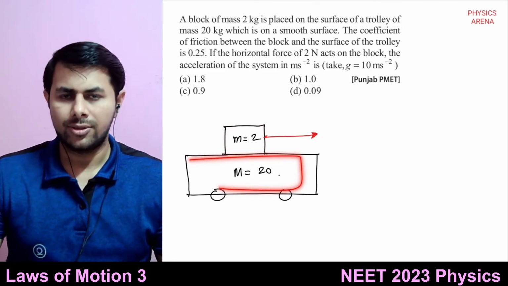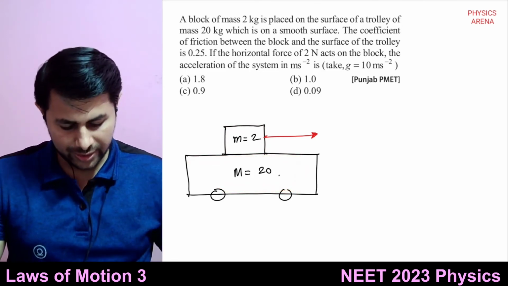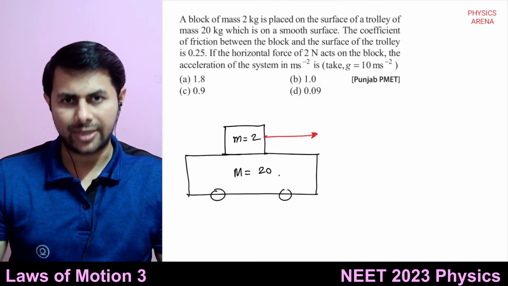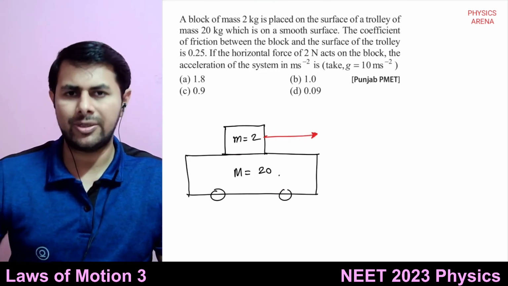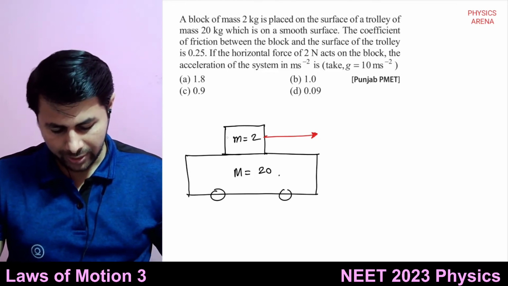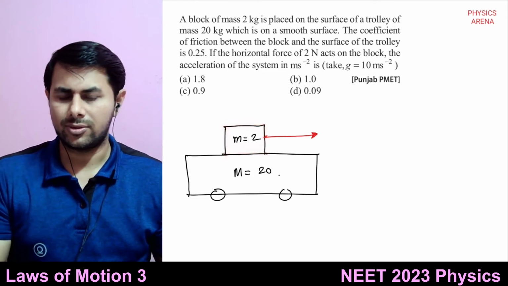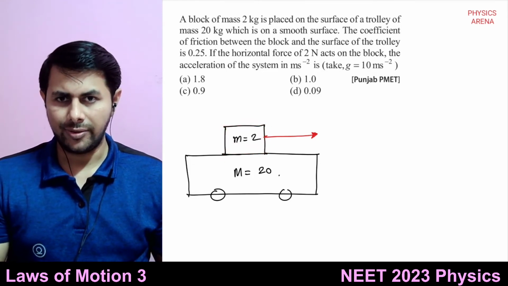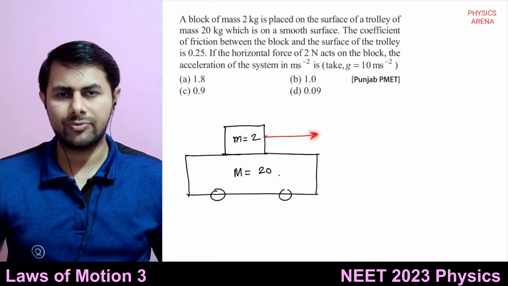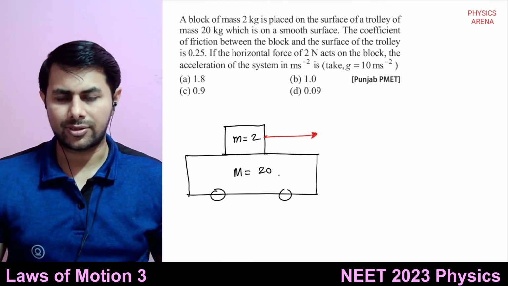The acceleration of the system is, you are exerting a force on this block only and not on the trolley. So now you have to check whether this exerted force is greater than the limiting value of static frictional force, or if it is less than that. If it is greater, then what will happen? Only this block will move, because the exerted force will exceed the frictional force.